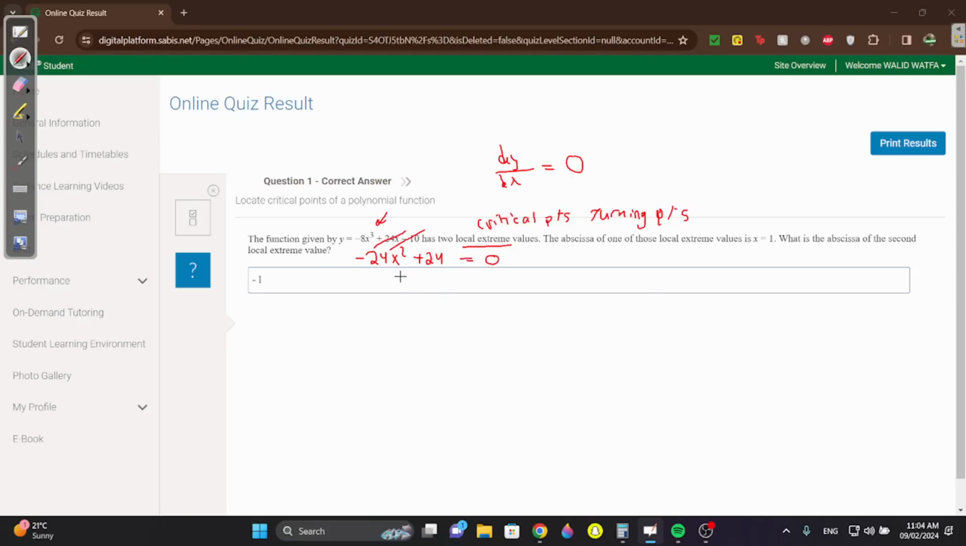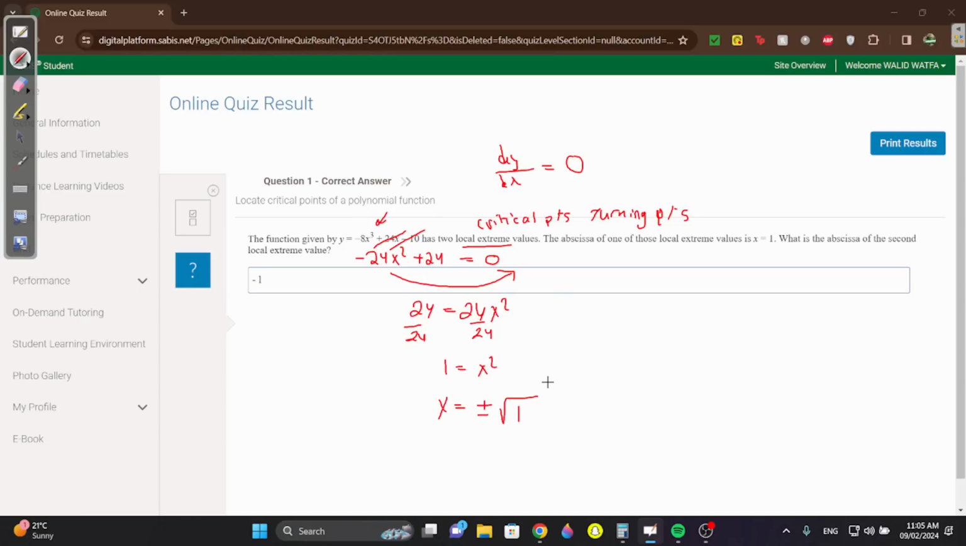How do you solve this? Some people factor out 24. Some people take minus 24 x squared to the right. I'll just take minus 24 x squared to the right. It becomes positive 24 x squared. I divide by 24 on both sides. It becomes 1 equals x squared. And you know, x equals plus or minus radical 1.